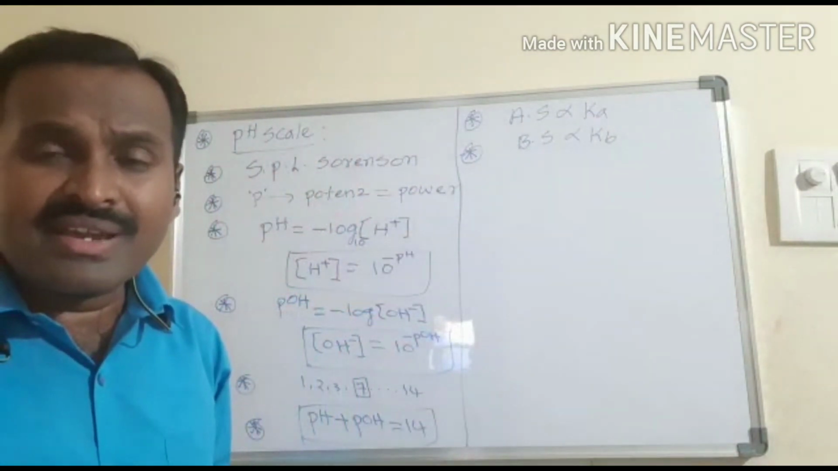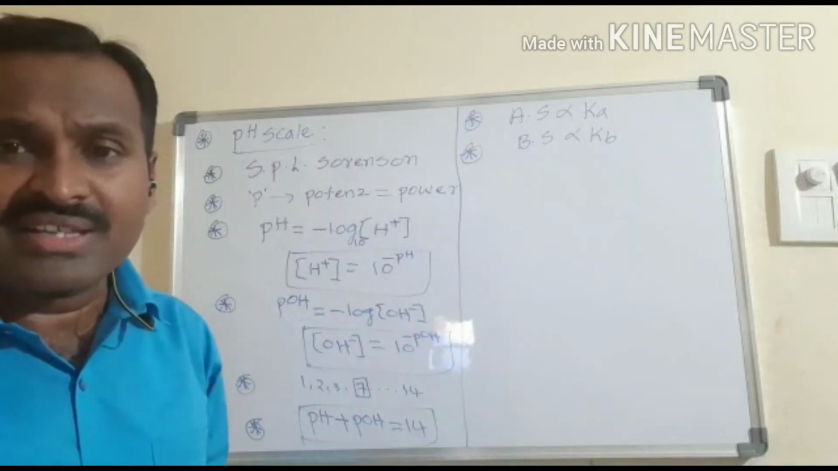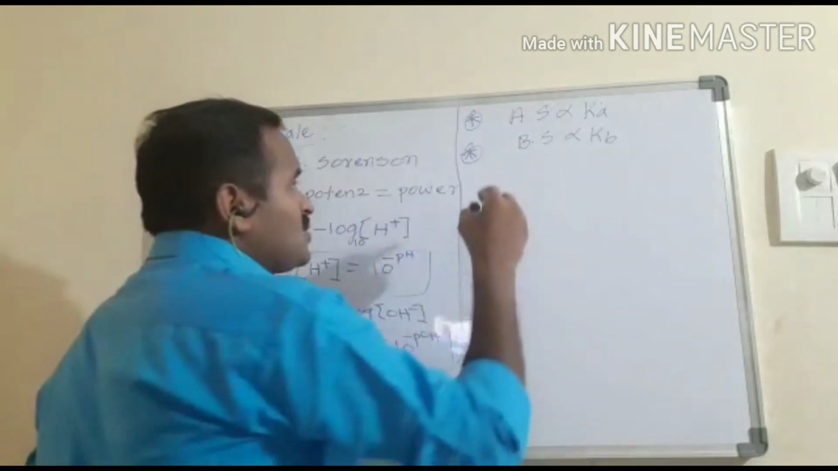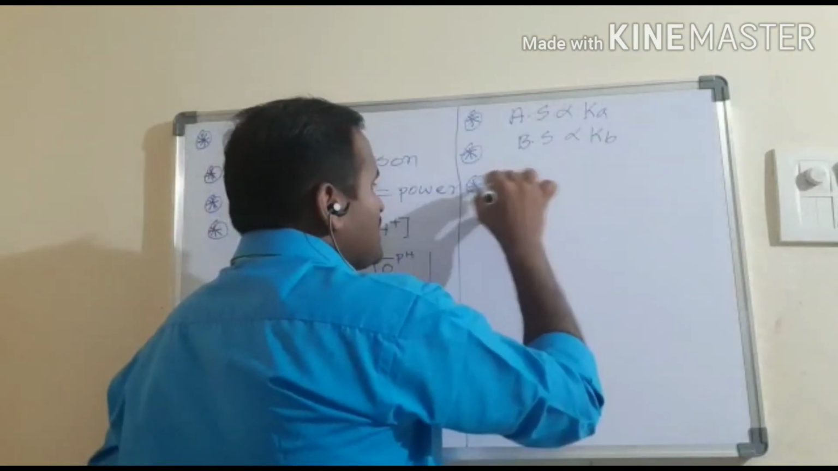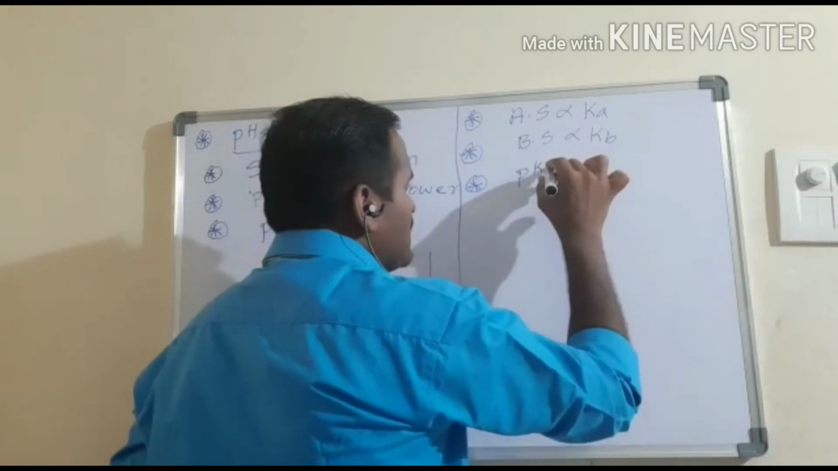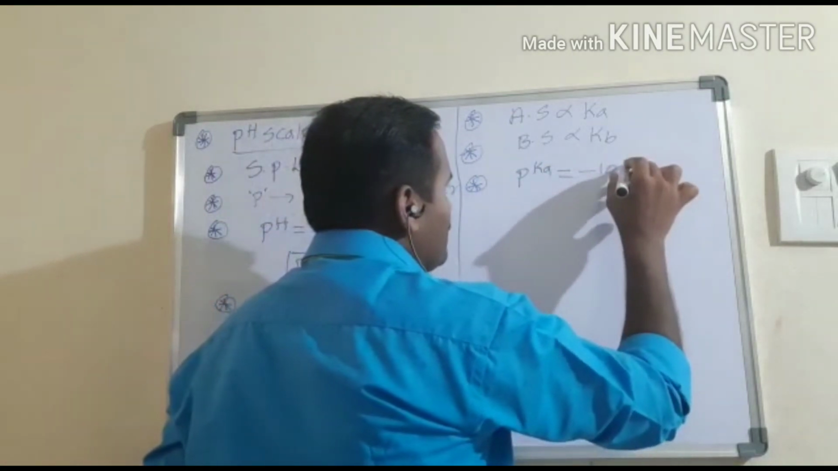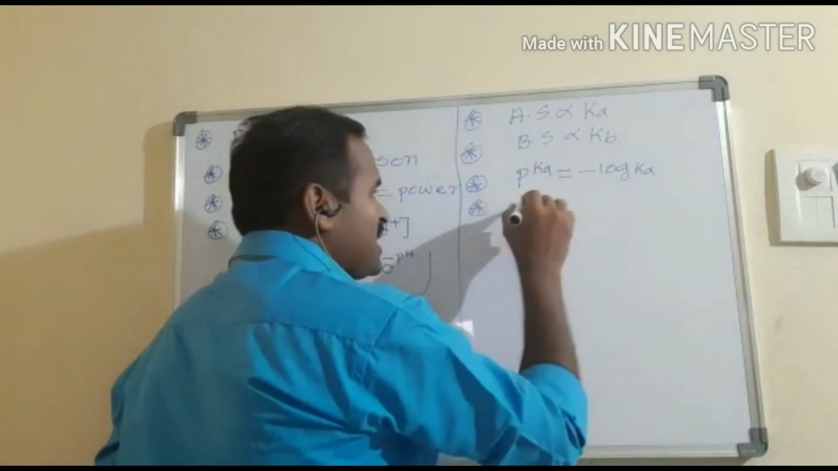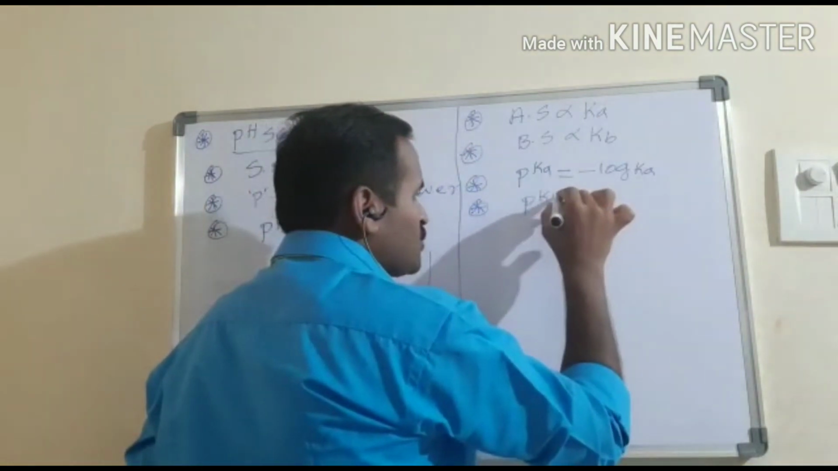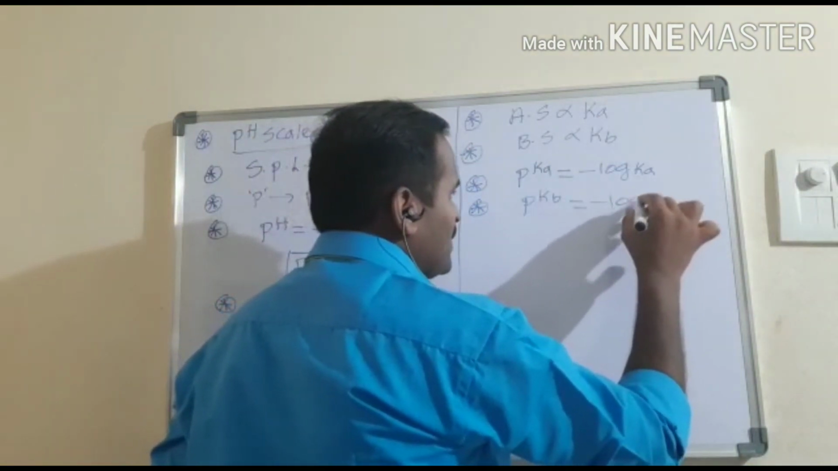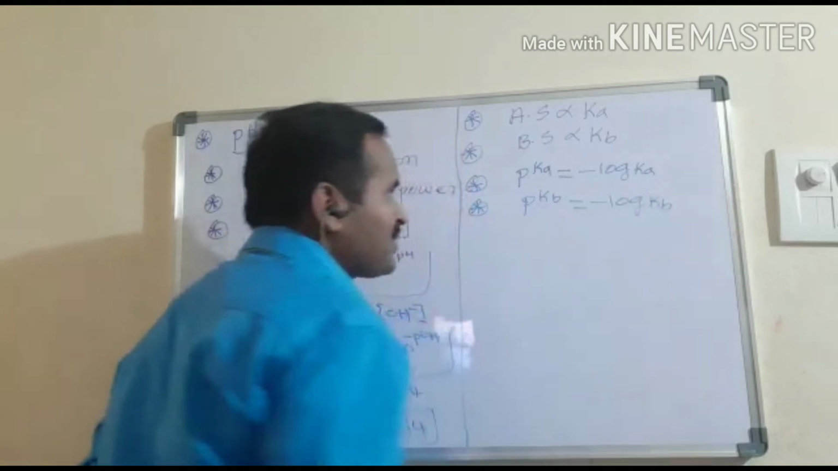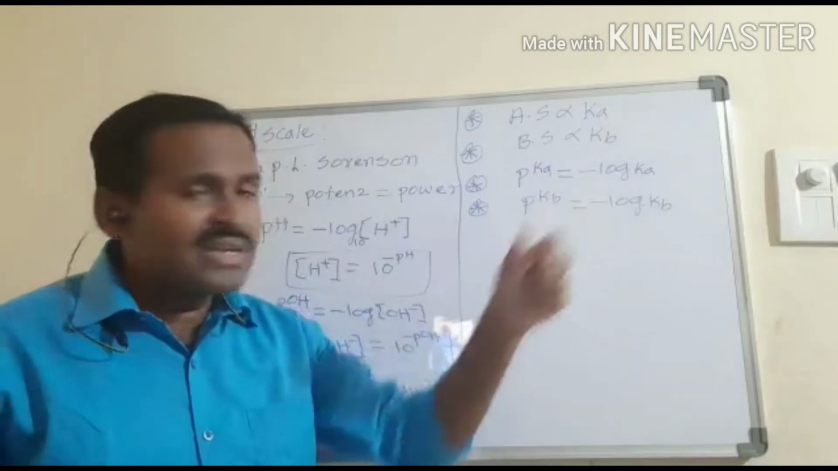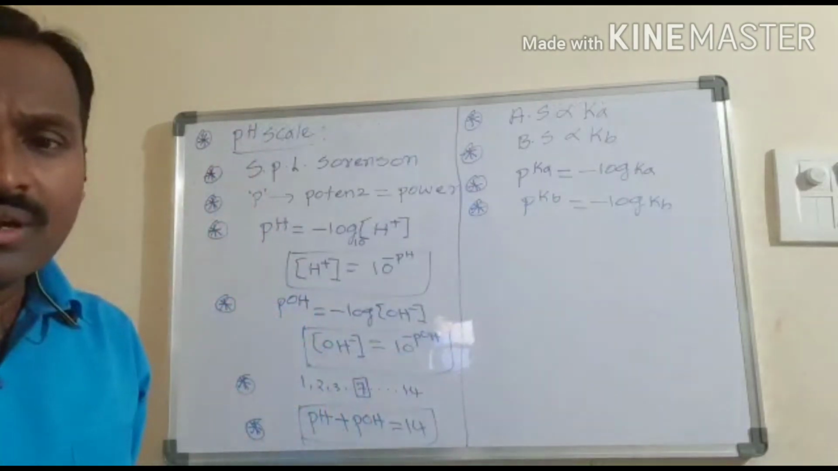What is meant by Ka? Ka is the dissociation constant of an acid, and Kb is the dissociation constant of a base. In the same way, we can write pKa is equal to minus log of Ka, and pKb is equal to minus log of Kb.